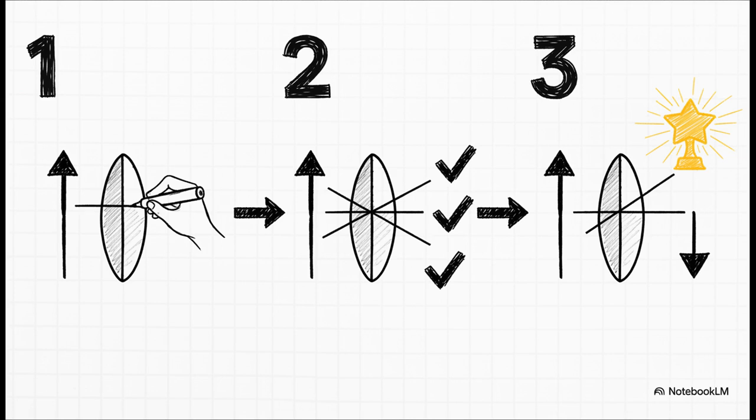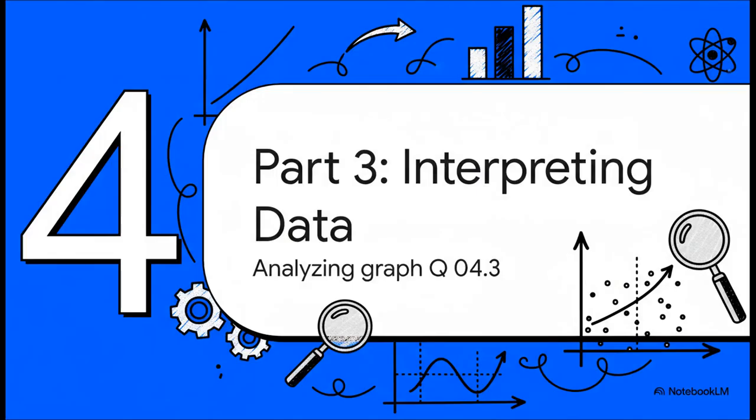And that final, crucial mark, that's for drawing the image itself in exactly the right spot and facing the right way up, or down in this case. It's a really clear process. Now for part 3, which tests a totally different skill, interpreting data. No math, no drawing, just describing what a graph is telling you.